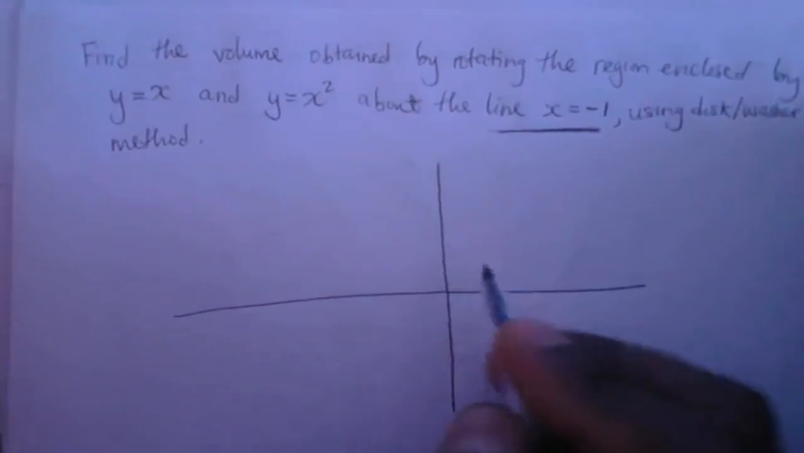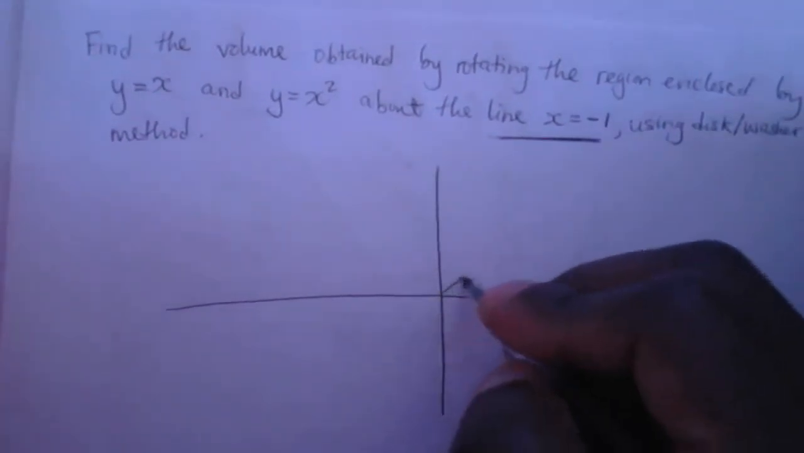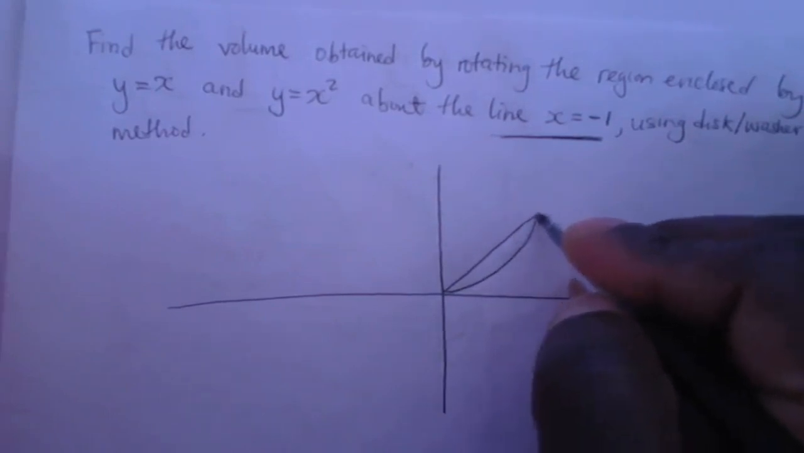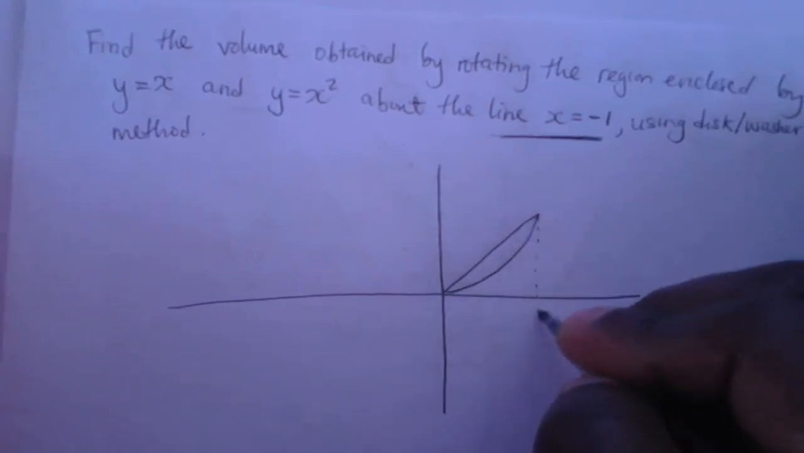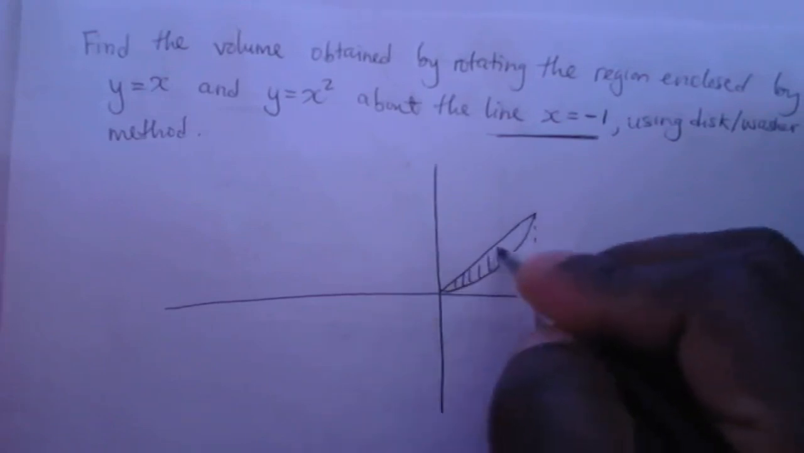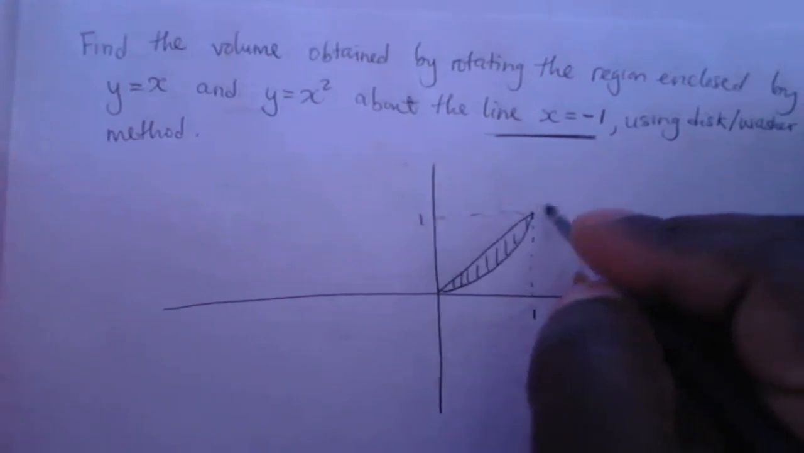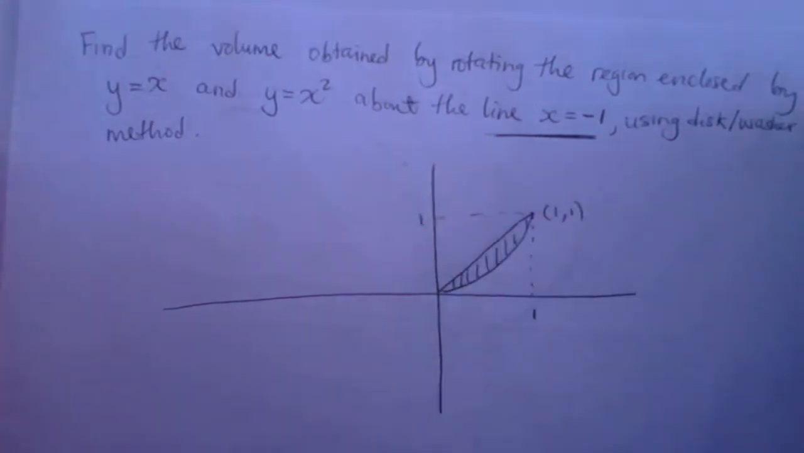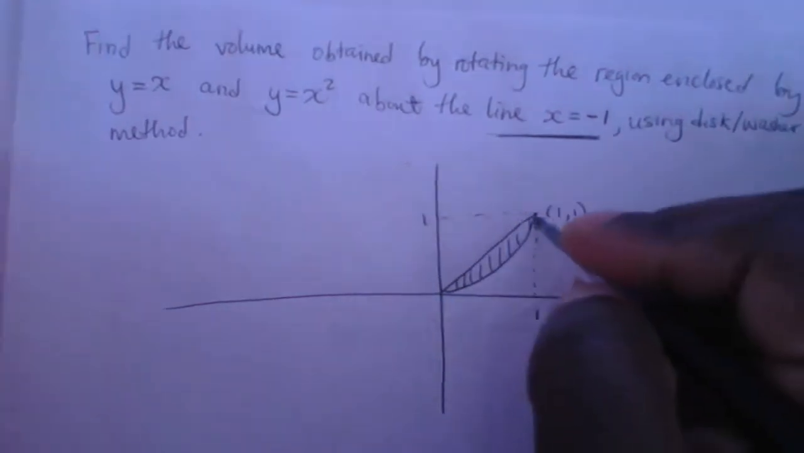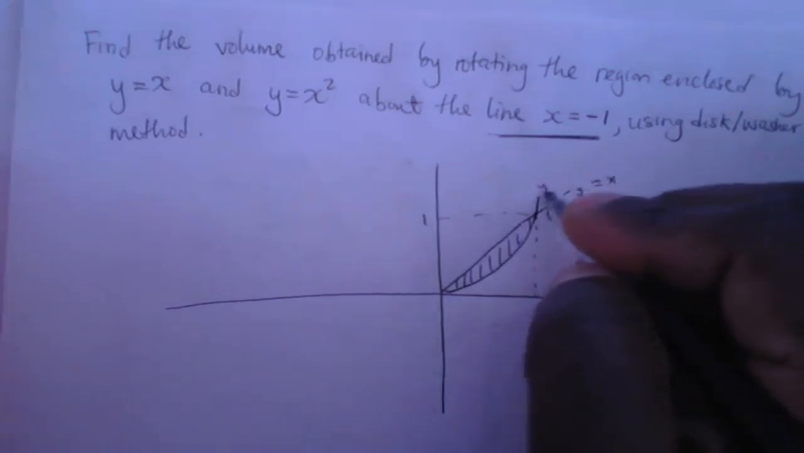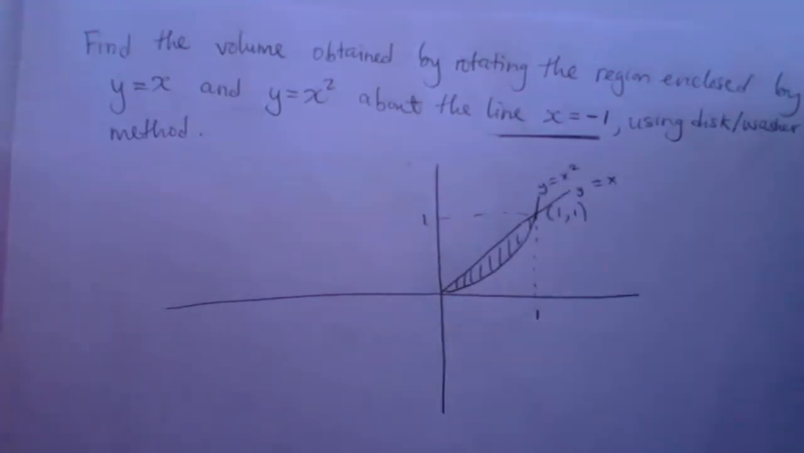So we know that we're going to have something that looks like this from the previous example we did, and we know that it intersects at the point 1. Alright, we have something like this, and we have the y value there of 1. Alright, so this is what we had before. Okay, and we see that this graph was y equals x, and this is y equals x squared. So that's what the shape looks like if you sketch it.